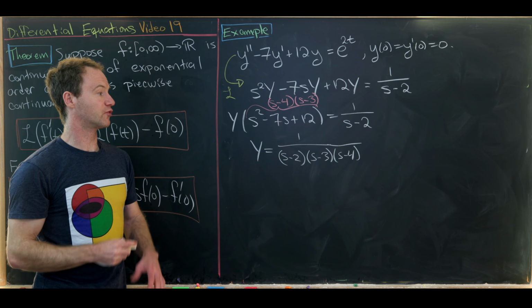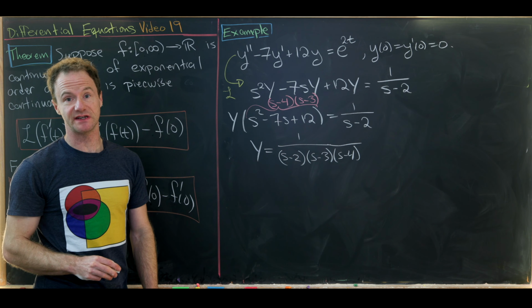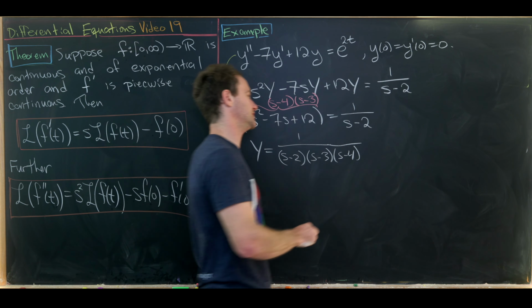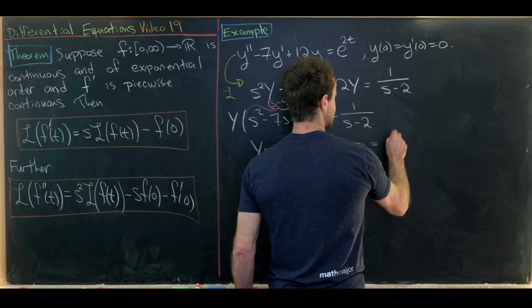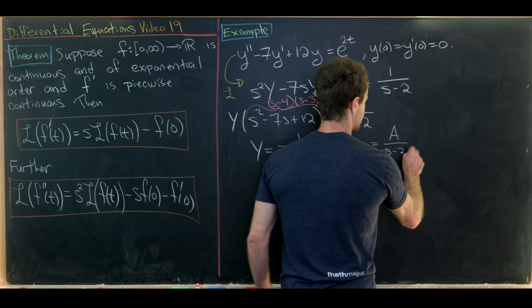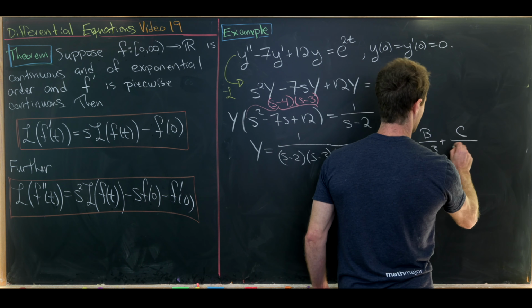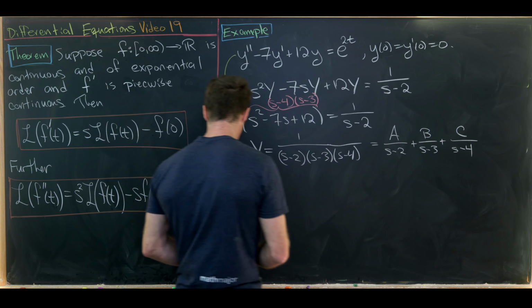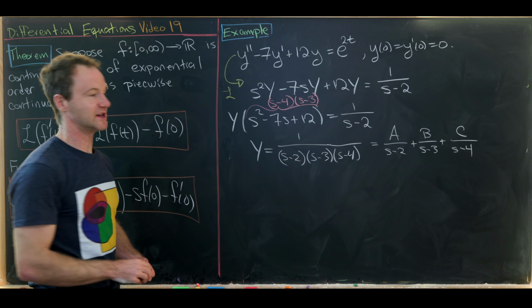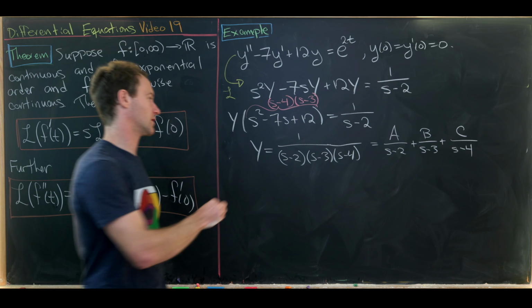But we'd like to break that apart using partial fraction decomposition, and that's exactly what we'll do. So we need to set this equal to a over s minus 2 plus b over s minus 3 plus c over s minus 4. So that's the standard strategy for breaking this apart.